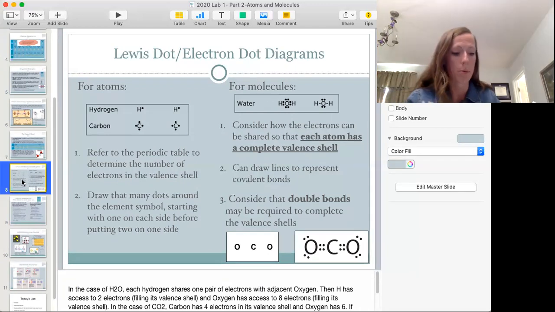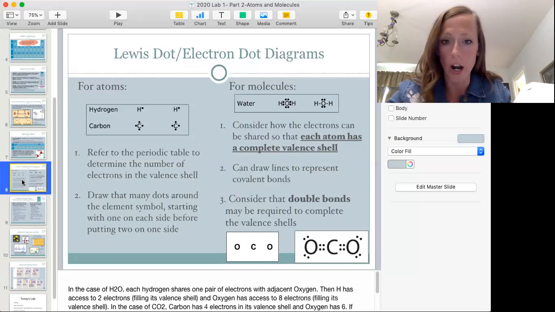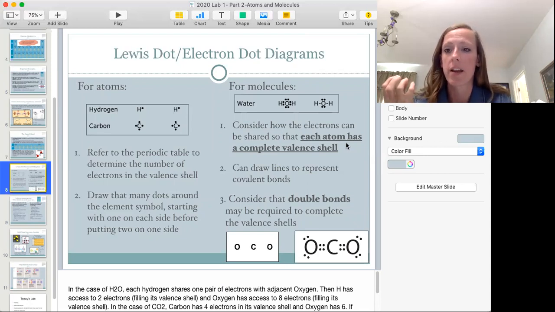Now, it gets a little bit more complicated when we want to do electron dot diagrams for molecules and compounds. So I'm going to erase my whiteboard here and get a little bit more room. For instance, if we want to draw an electron dot diagram for water, we know that it's H2O. We need to consider how the electrons can be shared between our oxygen and our 2 hydrogens, so that the goal is that each atom has access to the number of electrons that will complete its valence shell.